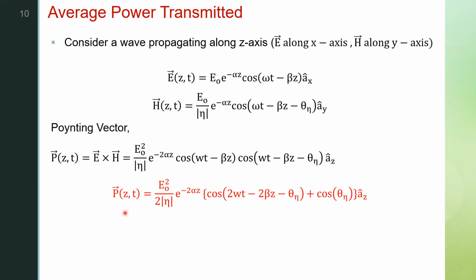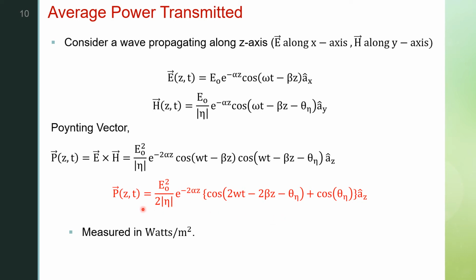So we can write the Poynting vector P(z, t) is equal to E0 square by 2 eta e raised to minus alpha z, times cos 2 omega t minus 2 beta z minus theta eta plus cos theta eta, az cap. How did I get this expression? The cos omega t minus beta z and cos omega t minus beta z minus theta eta are in the form of cos A cos B. So cos A cos B is the same as 1 by 2 cos A plus B plus cos A minus B. That is the trigonometric identity I have applied here.